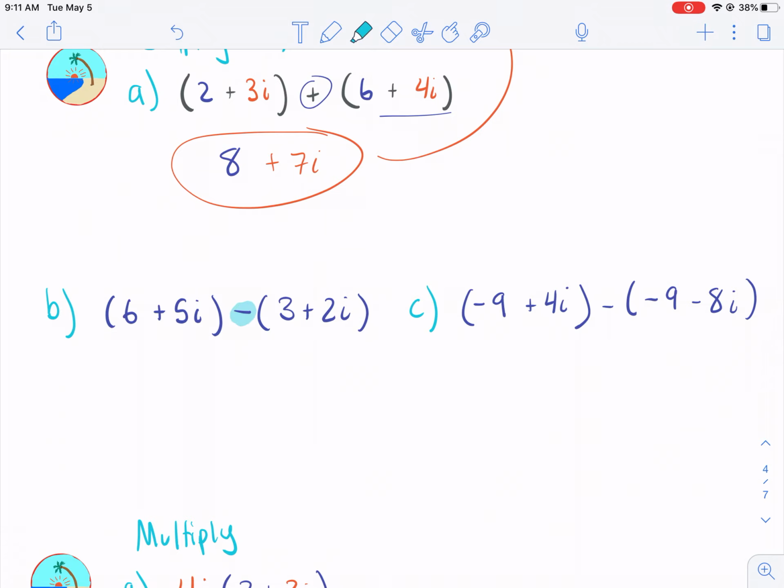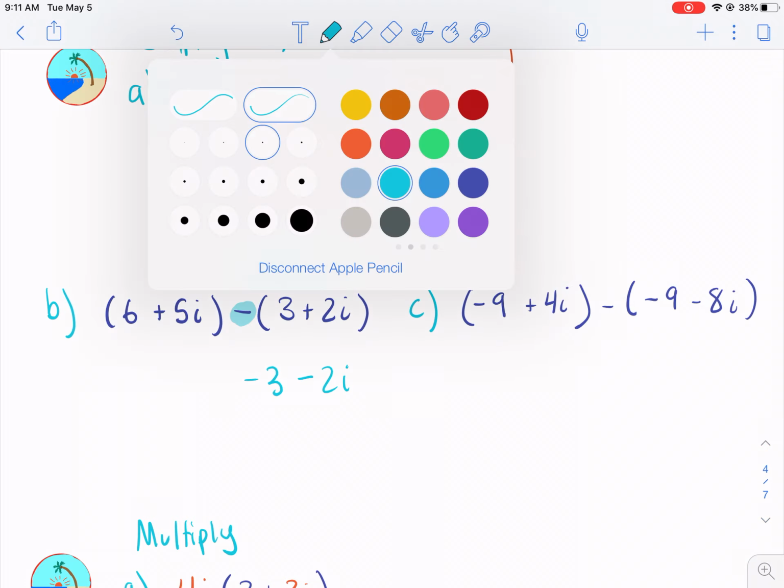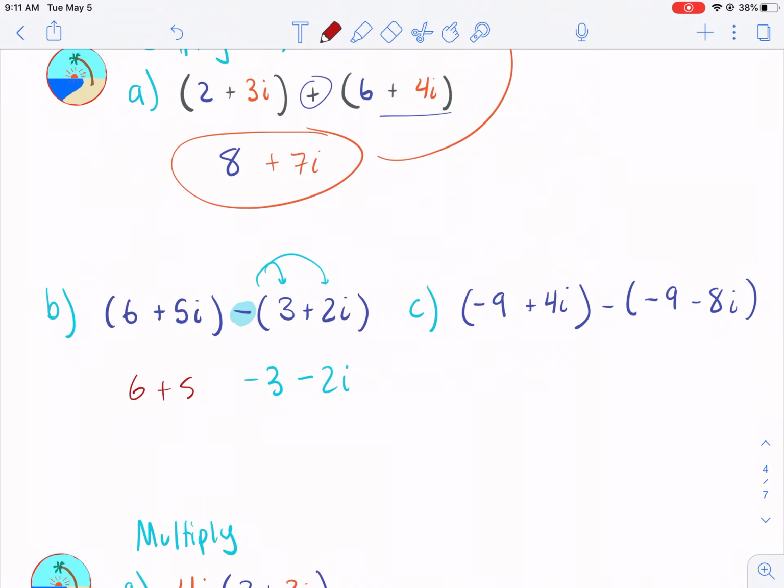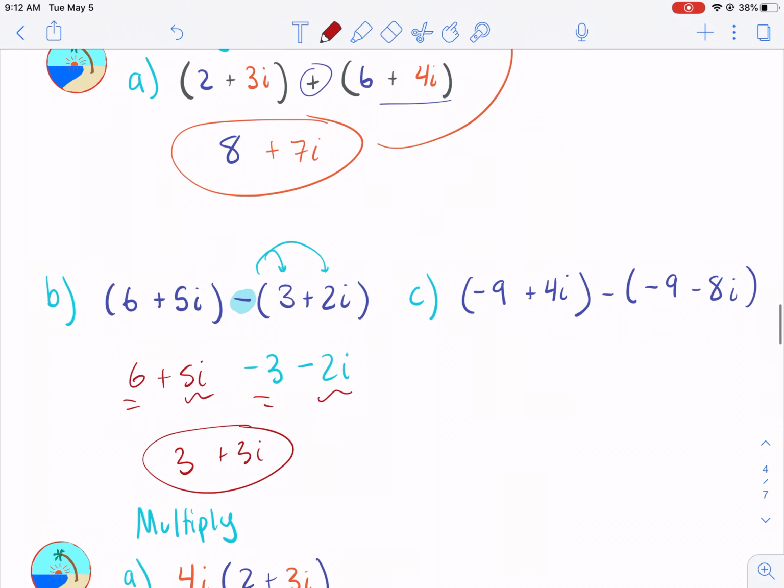Notice how there's a negative out in front of the parenthesis. So the first thing I always do is distribute that negative sign to both terms inside. Minus 2i. And now I'm ready to just combine like terms like I did before. So I have 6 and negative 3 gives me 3. Then I have 5i and negative 2i, positive 3i. Final answer.